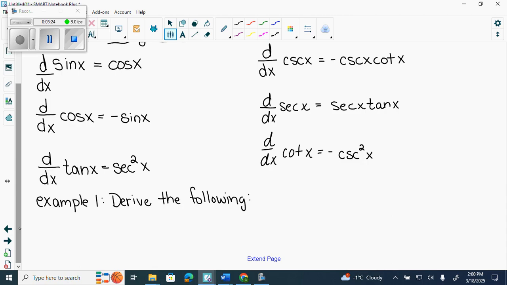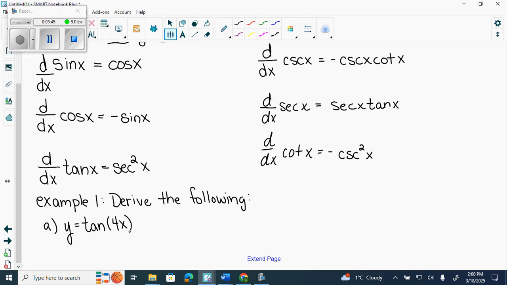So derive the following. A. y equals tan 4x. If you don't finish your homework today, you chose to not work on it. Easy? Like one question? No, not one question. But you'll have time to do the questions.